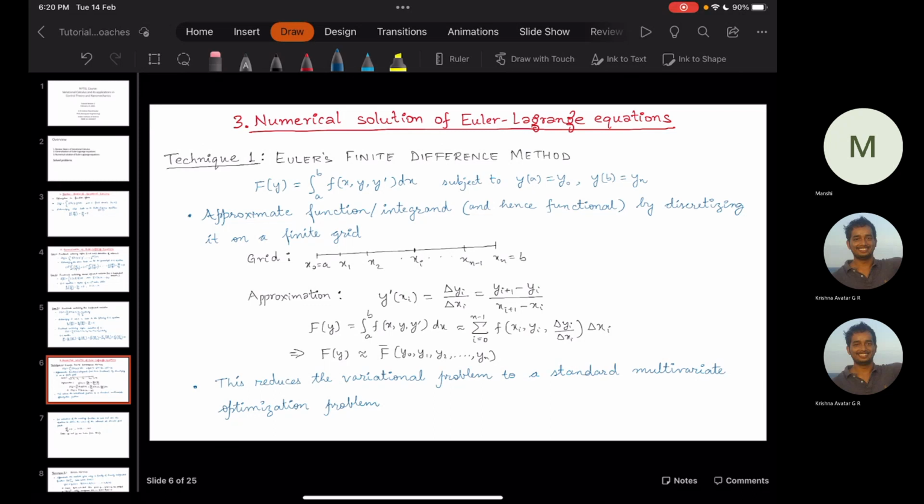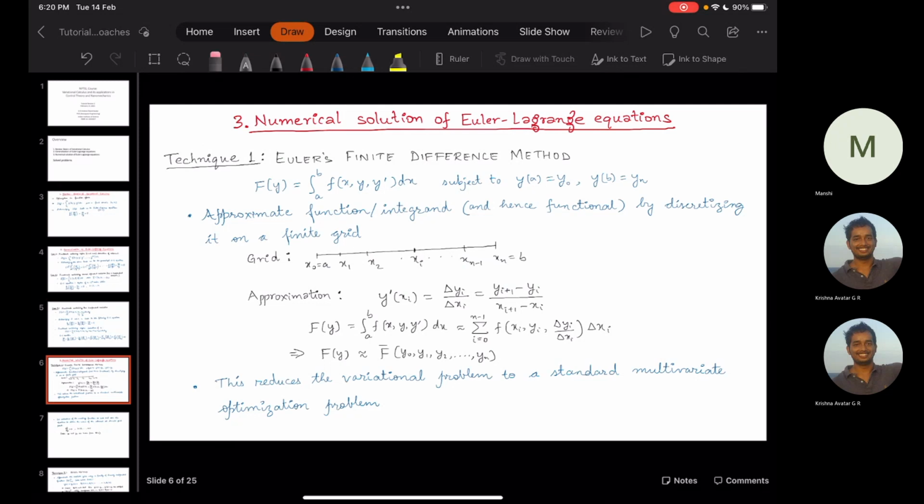So let's start with a very basic functional, which is J of y equals the integral from a to b of the integrand f of x, y, y prime dx, subject to y(a) equals y_0 and y(b) equals y_n. So these are the two boundary conditions. Okay, so what does this technique say?